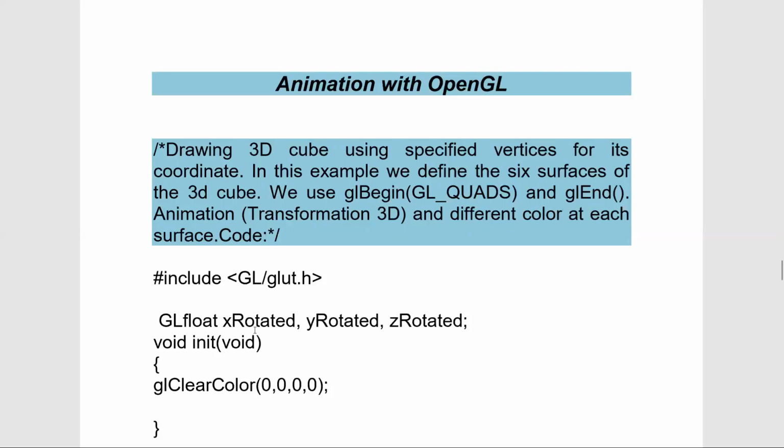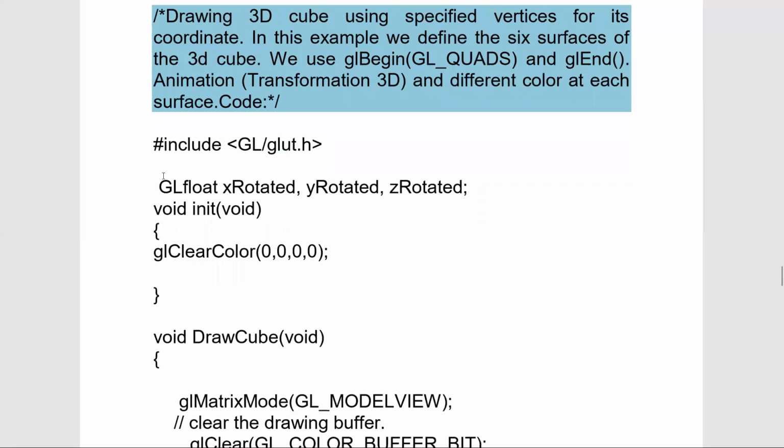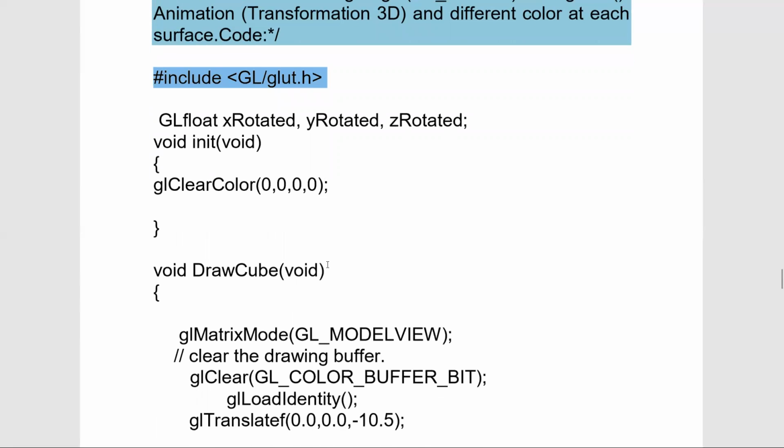Every surface is plotted, and every surface has a different color, so that it will be interesting to see the 3D cube and the transformations applied as an animated 3D cube. As we have decided, we are including glut.h because we have to avail all the functionalities of the OpenGL Utility Toolkit.